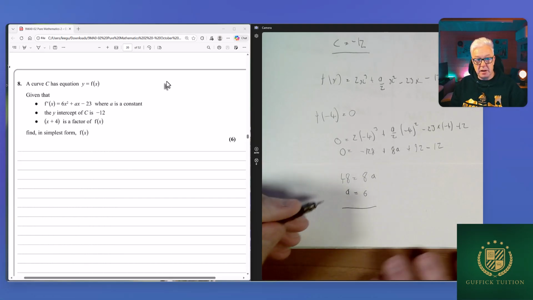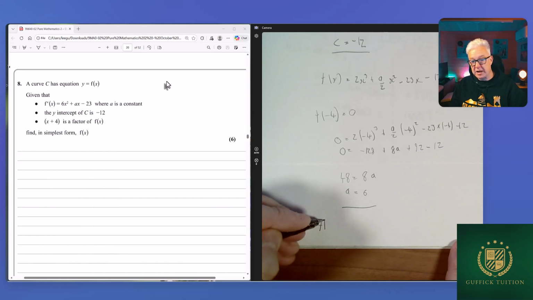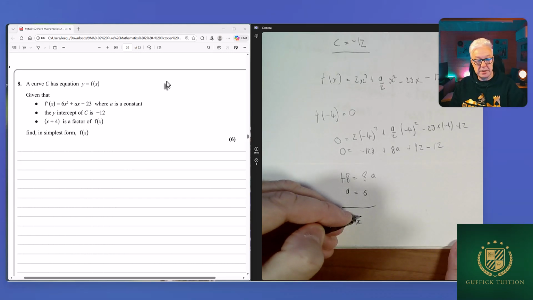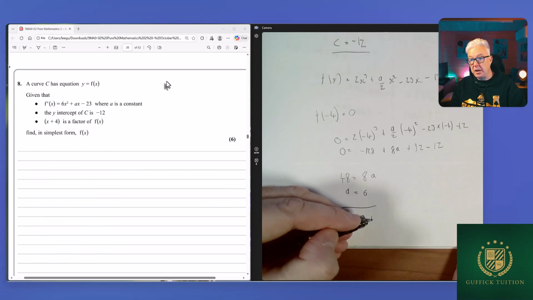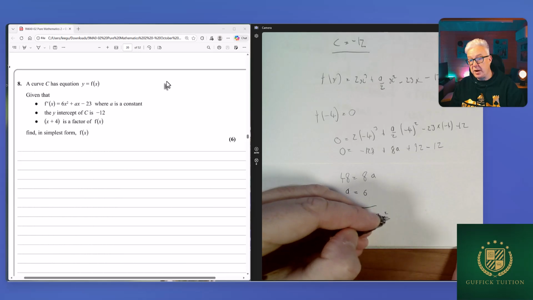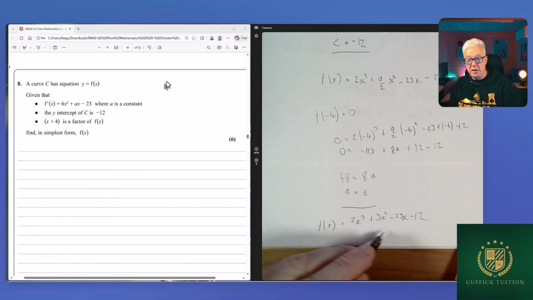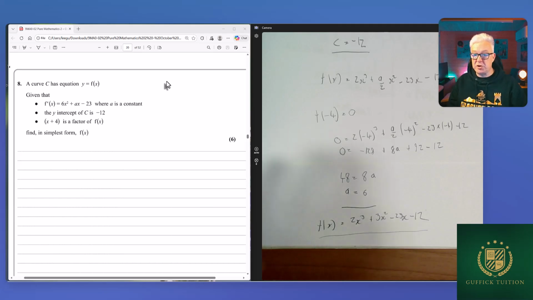Now that means that our full equation for f of x is going to be 2x cubed plus a over 2, which is 6 over 2, so 3x squared, minus 23x minus 12. And there you go, that is that question done for 6 marks.